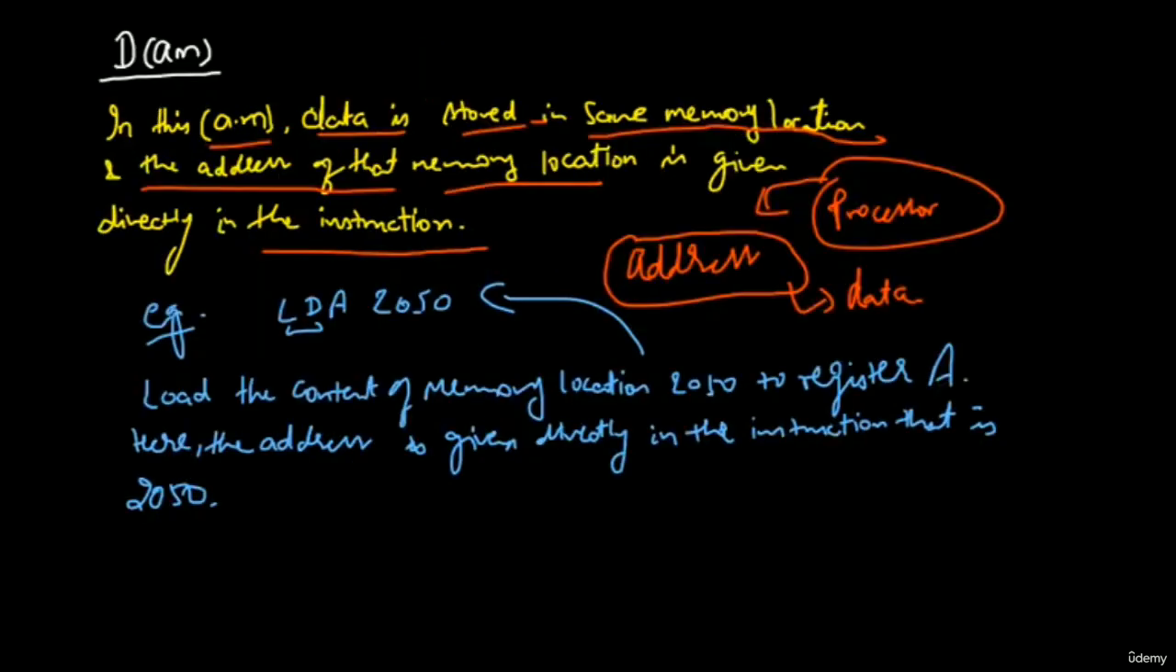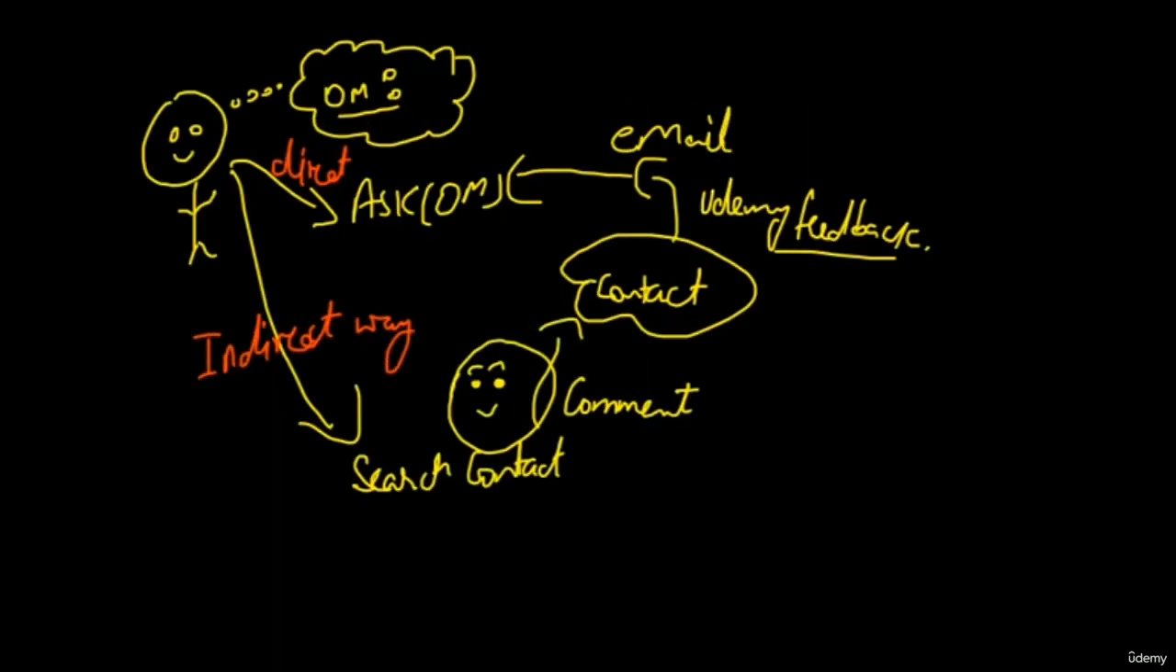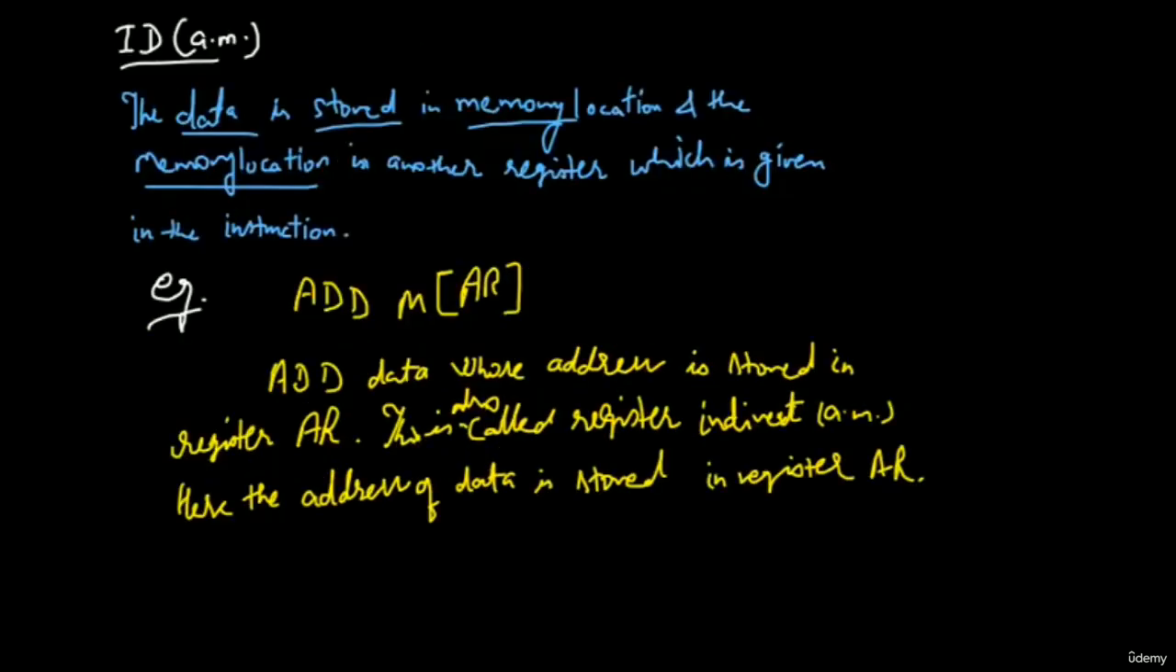Now let's connect it from here. Indirect addressing mode. What we said: load address 2050, and that 2050 gives the processor the data. But in indirect addressing mode, we don't have the memory location exactly. We have an address that will tell us another address which carries the data.